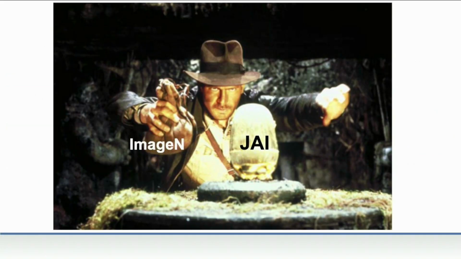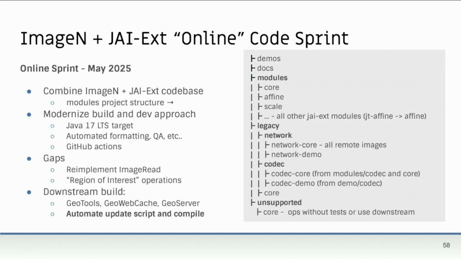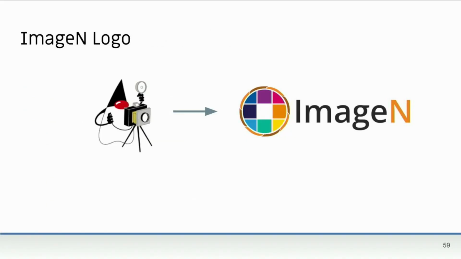So, can we do the actual swap? Can we take out JAI and put in ImageN? We started in May. We had a little online code sprint, and we combined the JAI and JAI extension code bases. And we were able to get a little bit working. We were also able to write a little automated script to try and update all the downstream projects, GeoTools and GeoServer and so on. And we also made a logo. It's a very nice logo. You can see the iris of the camera lens around the circle there.